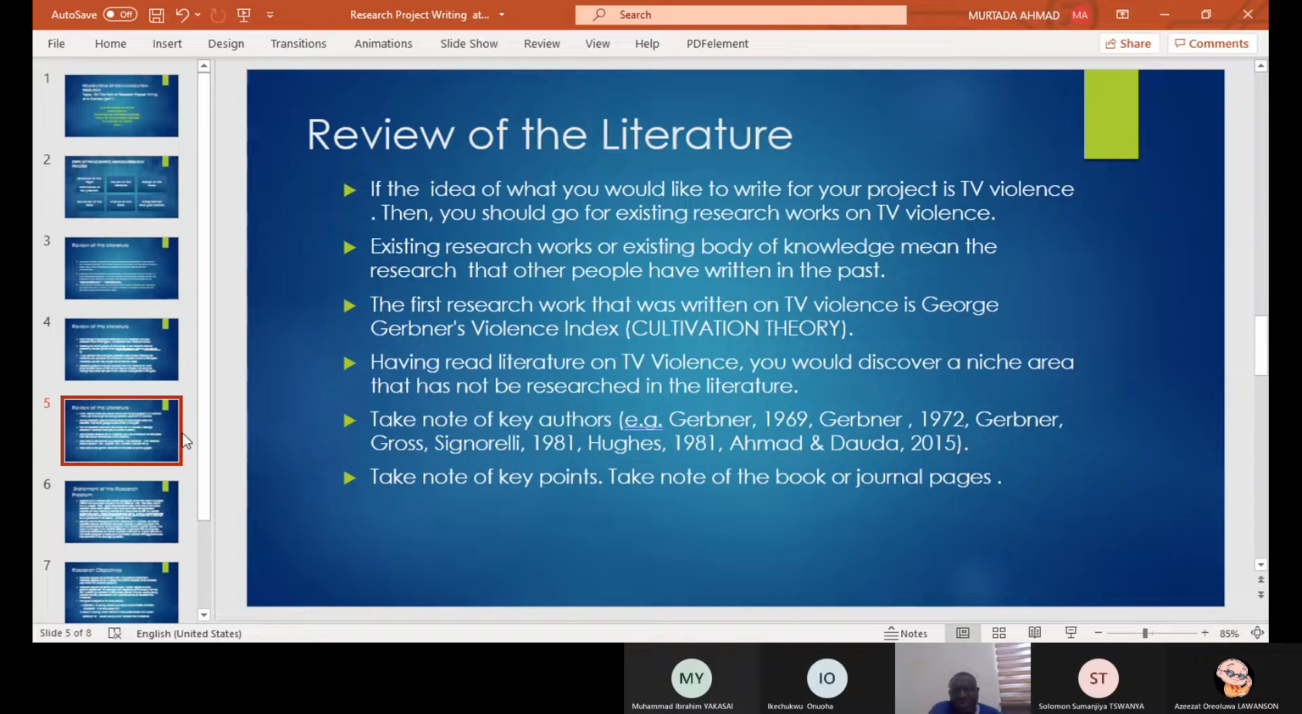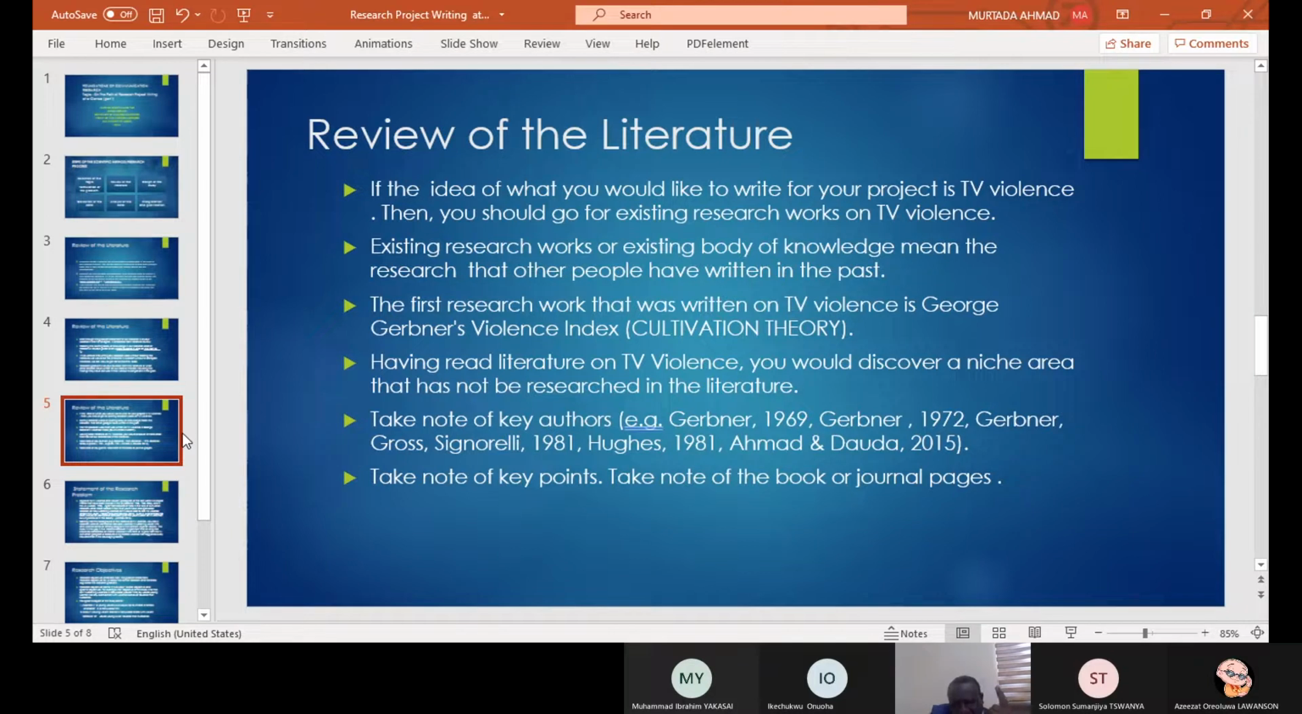The first research work that was written on TV violence is George Gerbner's Violence Index, Cultivation Theory. Having read literature on TV violence, you will be able to discover a niche area that has not been researched in the literature of TV violence. So take note of key authors, like I told you, and take note of key points they make.